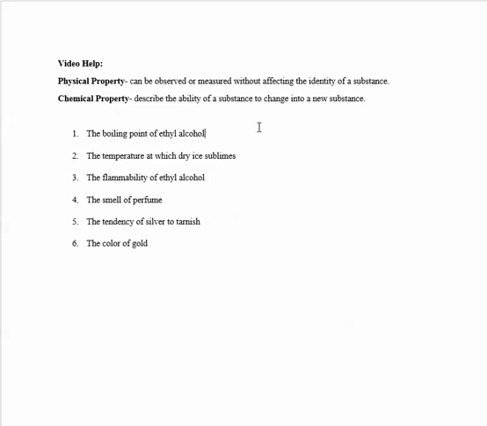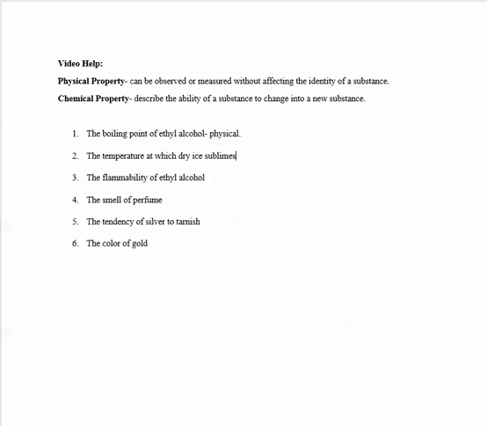Okay? So the first one, the boiling point of ethyl alcohol. If I'm boiling ethyl alcohol, I'm taking ethyl alcohol and causing it to go from the liquid state to the gas state. Now, while I'm changing the state of matter, I'm not changing the identity of ethyl alcohol. It's still going to be ethyl alcohol. So if I'm studying the boiling point, I'm studying a physical property. This is because I'm not changing the identity of the substance in order to observe the boiling point. Okay?